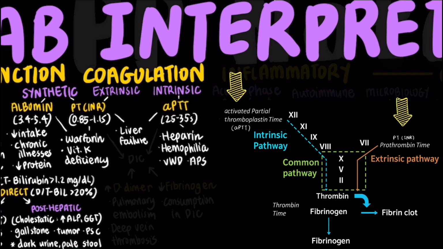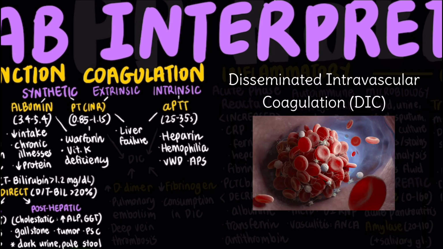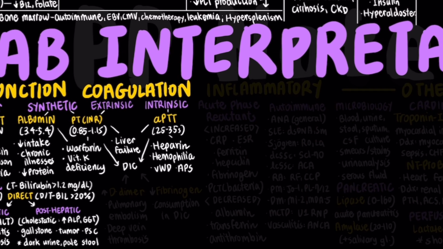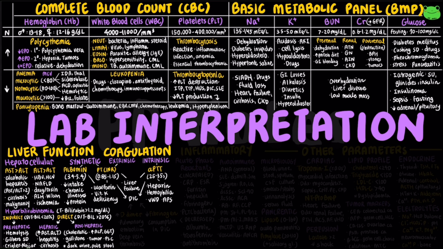Two major possibilities include advanced liver failure, where the liver can't produce enough clotting factors, and disseminated intravascular coagulation, or DIC, mentioned earlier, a systemic process where the body forms clots and breaks them down at the same time, resulting in low platelets, increased D-dimer, and low fibrinogen.